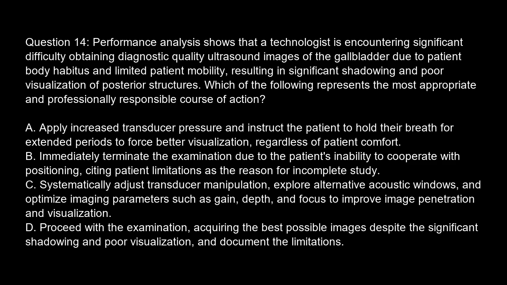Option A. Apply increased transducer pressure and instruct the patient to hold their breath for extended periods to force better visualization, regardless of patient comfort. Option B. Immediately terminate the examination due to the patient's inability to cooperate with positioning, citing patient limitations as the reason for incomplete study. Option C. Systematically adjust transducer manipulation, explore alternative acoustic windows, and optimize imaging parameters such as gain, depth, and focus to improve image penetration and visualization. Option D. Proceed with the examination, acquiring the best possible images despite the significant shadowing and poor visualization, and document the limitations.